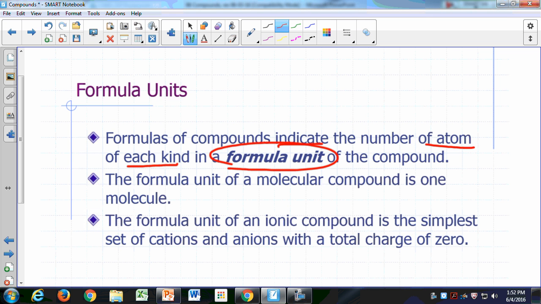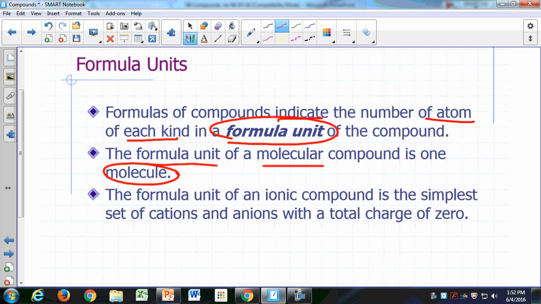Well, if you have a molecular compound, the formula unit is just the molecule. Okay? If you have an ionic compound, the formula unit for an ionic compound is the simplest set of cations and anions with a total charge of 0. So the formula for an ionic compound should reflect what its formula unit is, what the simplest set of cations and anions are that would have a total charge of 0.